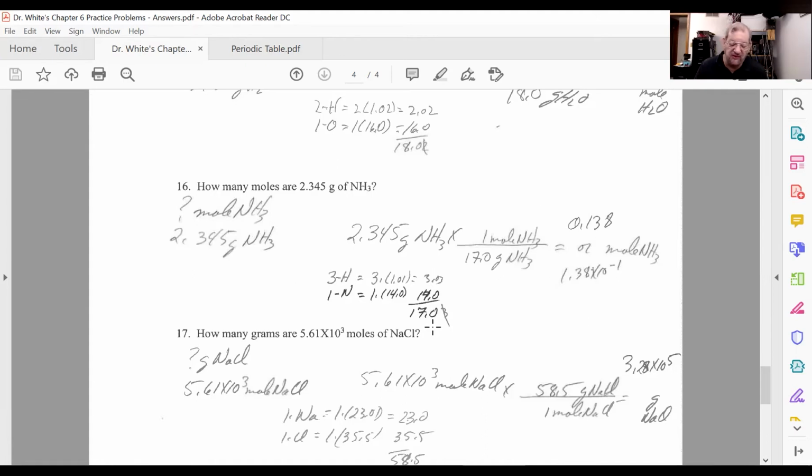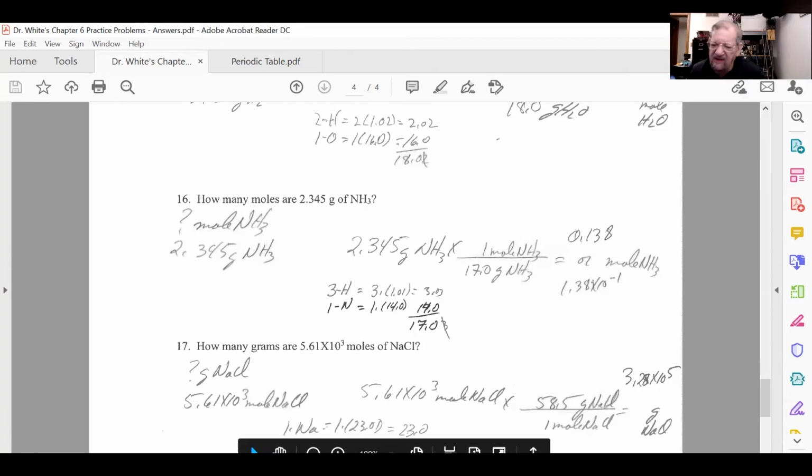Keep the 0, that's my 1. I use this number 3 to round off. Is that 4 or less? Yes, so I drop it, 17.0. And now I know that 1 mole of ammonia is 17.0 grams. Do the math, 4 significant, 3 exact number. Here's the number you get.